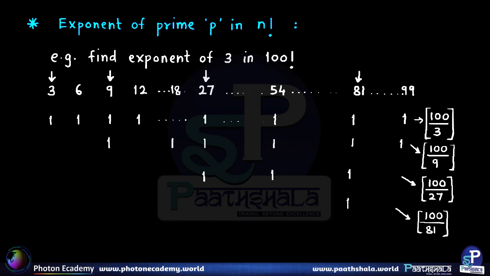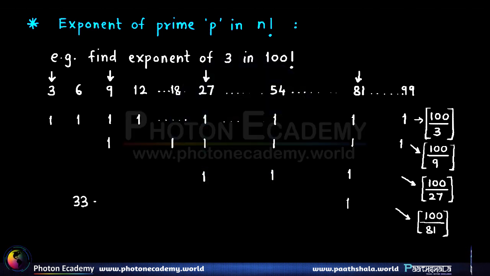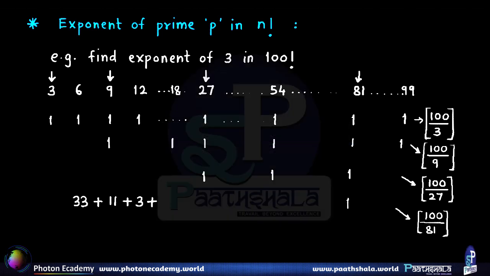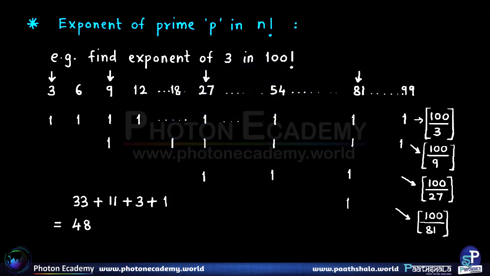So now if we add up all these numbers on the right side, the greatest integer of 100 upon 3 is 33, plus the greatest integer of 100 upon 9, which is 11, plus the greatest integer of 100 upon 27, which is 3, and lastly the greatest integer of 100 by 81, which is 1. So this sum turns out to be 48. So the answer is 48. In other words, in the factorization of 100 factorial, the exponent of 3 will be 48.